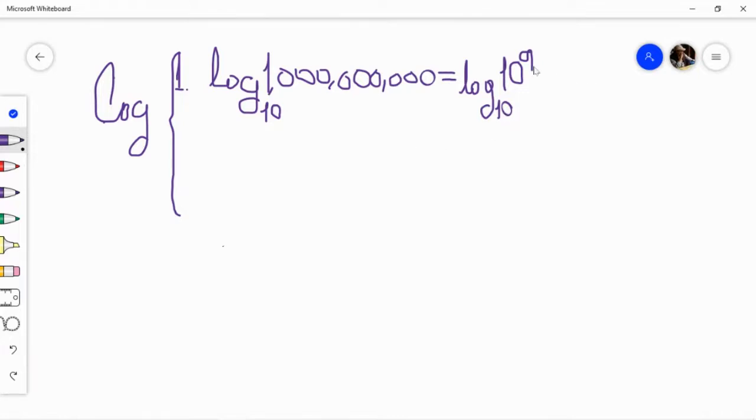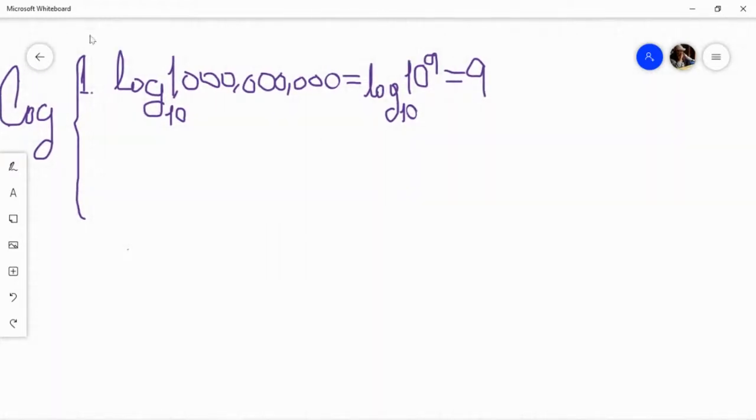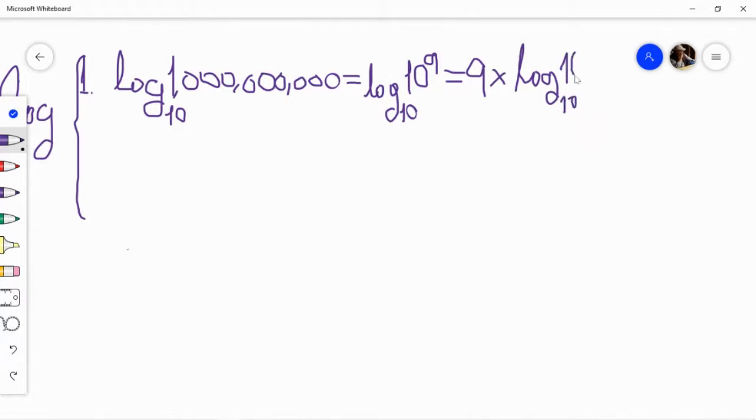And this will simply become 9. It will become 9 because one of the properties of logarithm is that the exponent can be turned into a coefficient, as if you're writing it like this. In other words, you can bring down the exponent. You can turn the power function into a multiplicative function.